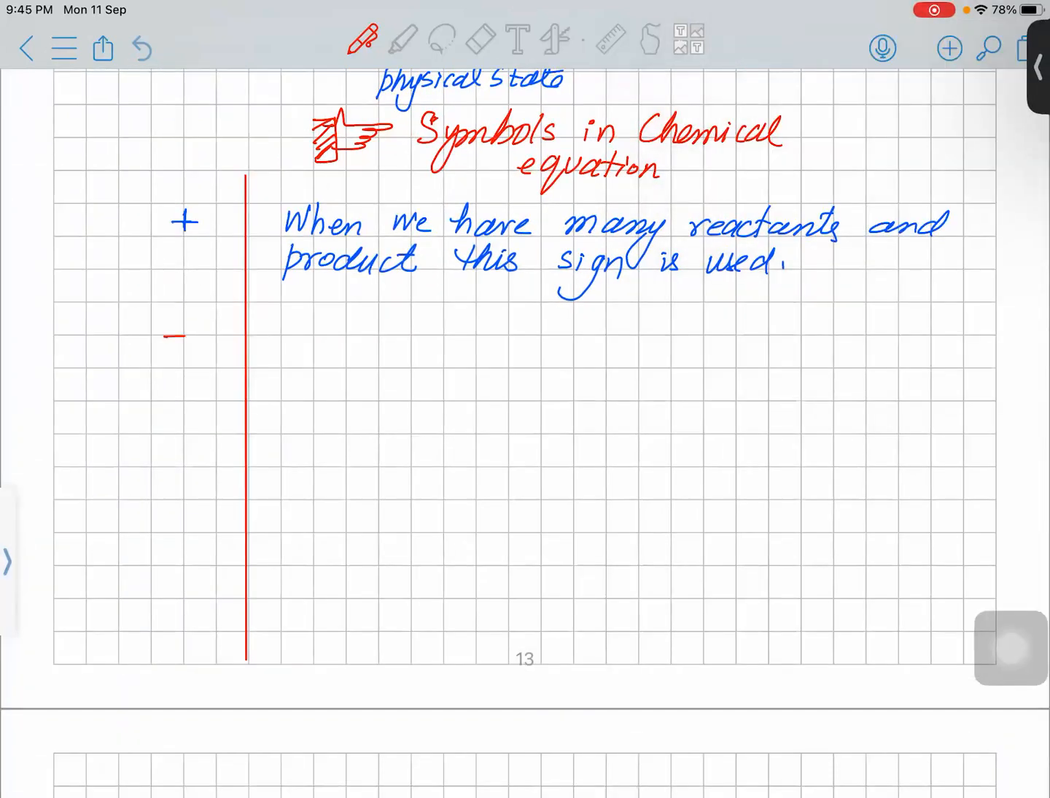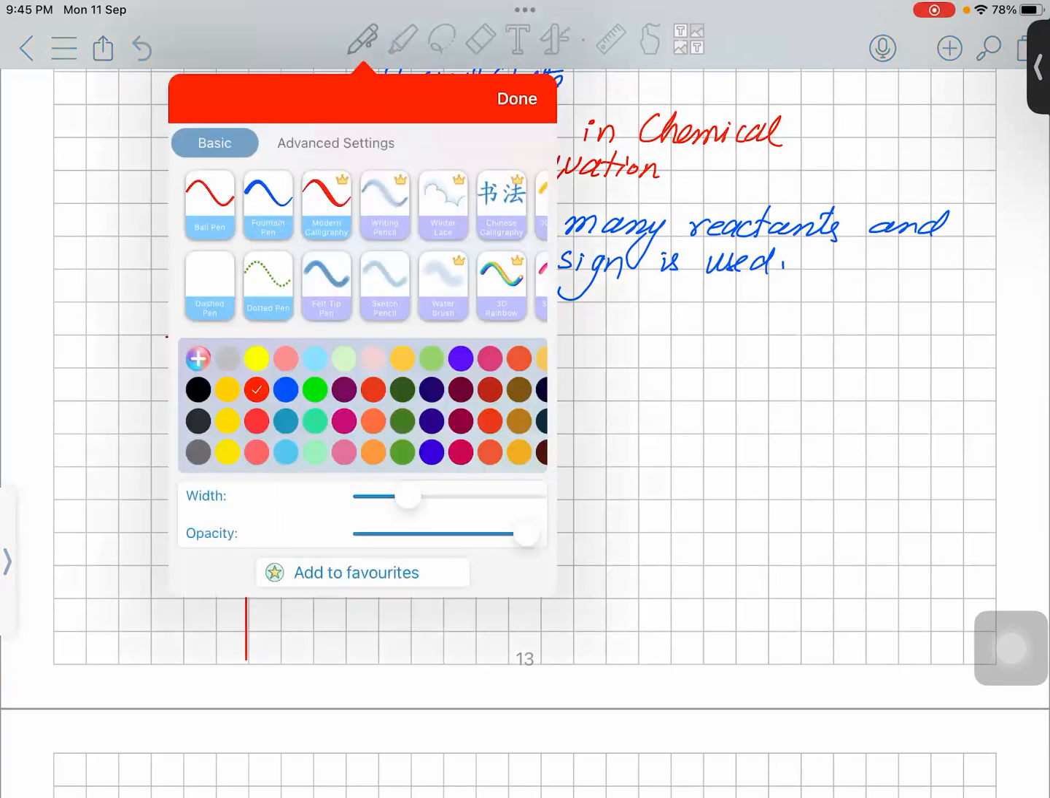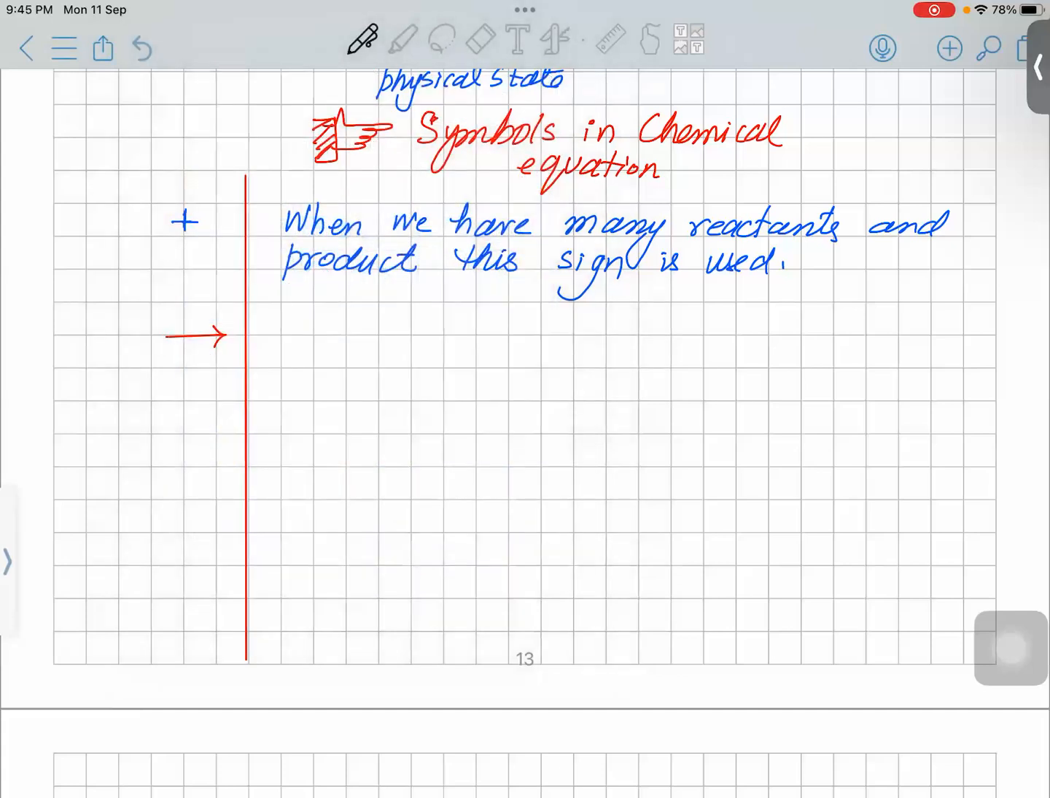Now second is arrow. बोले इसका क्या मतलब है? Like it basically shows equals to, or what yield. This creates a yield sign. This is yield sign. क्या बन रहा है? And this mark also separates reactant from product.